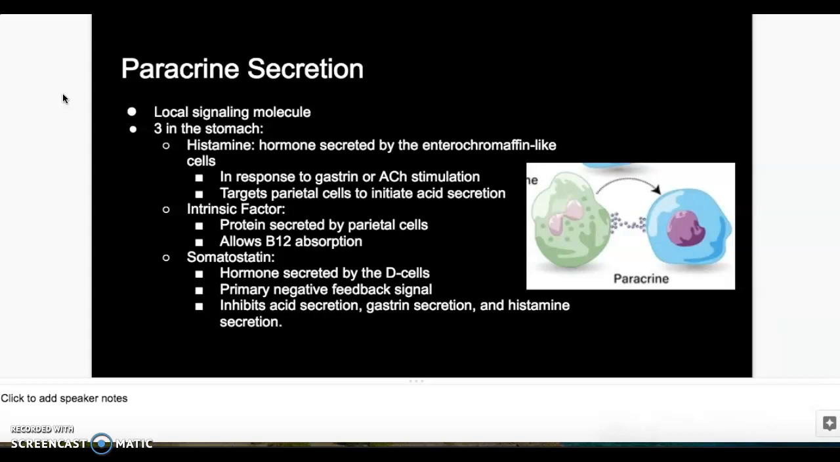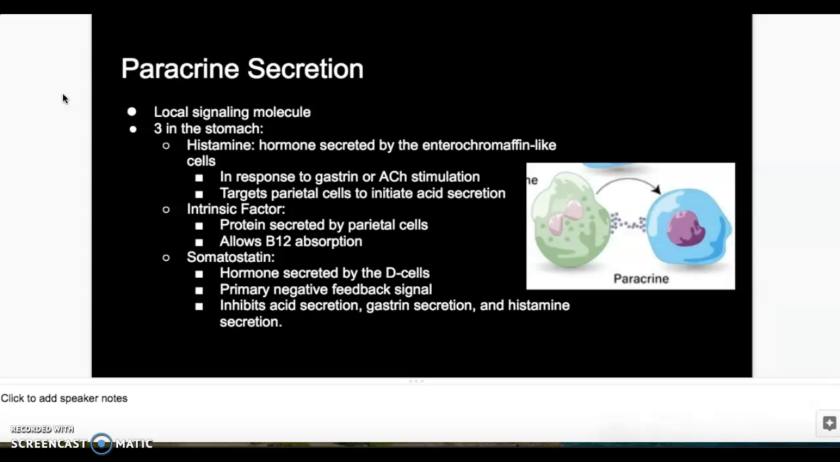Somatostatin is the last one. This is a hormone that is secreted by D cells. This is a super important hormone that needs to be secreted in the stomach, and I did kind of mention that earlier when we were talking about the acid. It is the primary negative feedback signal within the stomach. So it will actually go through and inhibit the secretion of acid, gastrin, and the histamine secretions.